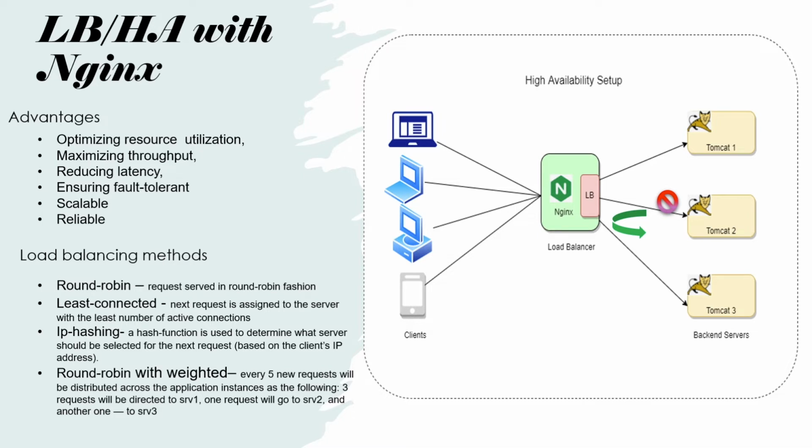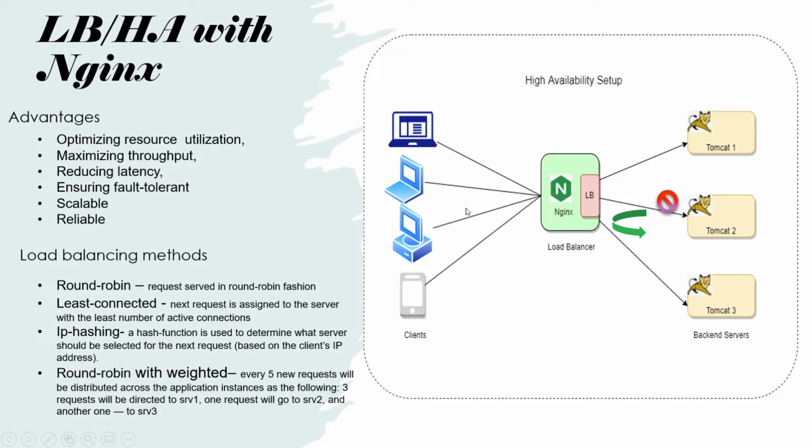When you have LB with HA, obviously your latency is reduced because of the highly available servers, and there is always some server to serve your request, ensuring fault tolerance. So in this case, if anything happens to one of the servers, the traffic will be routed to a healthy server. For example, in this architectural diagram on the right hand side, you see Tomcat 2 is temporarily out, and the traffic from Tomcat 2 is being routed to Tomcat 3.